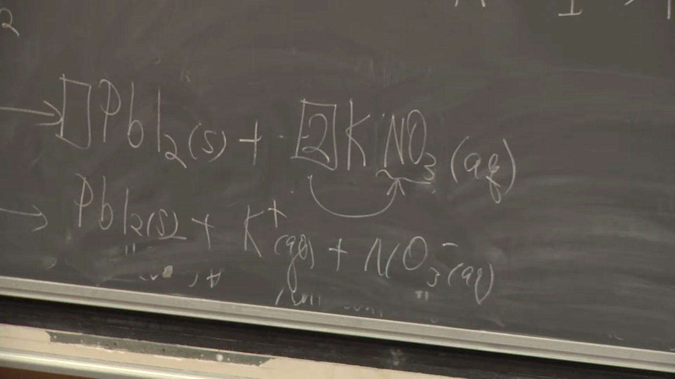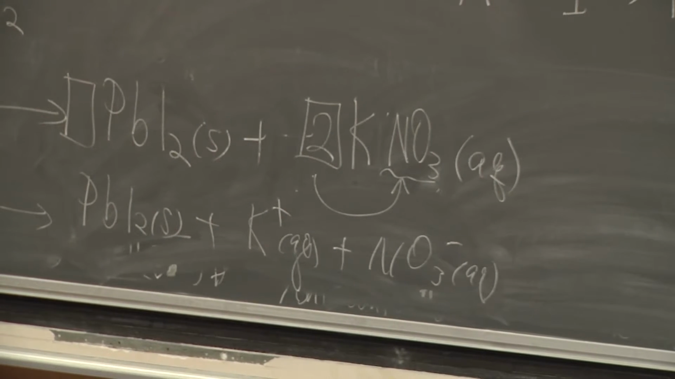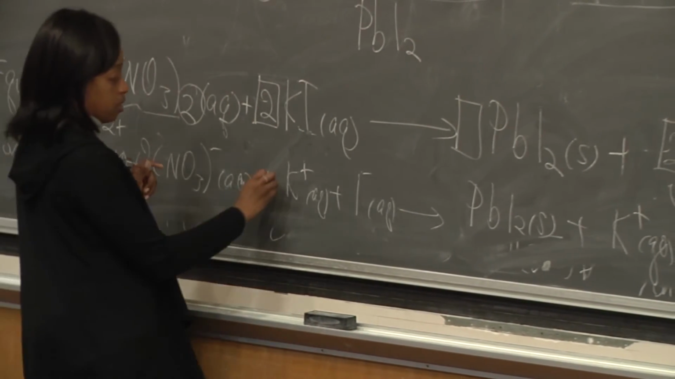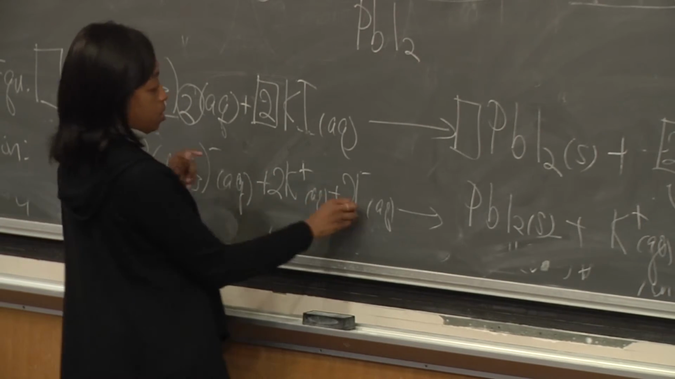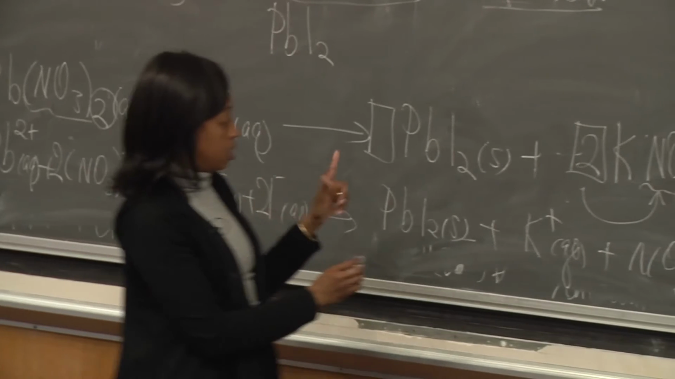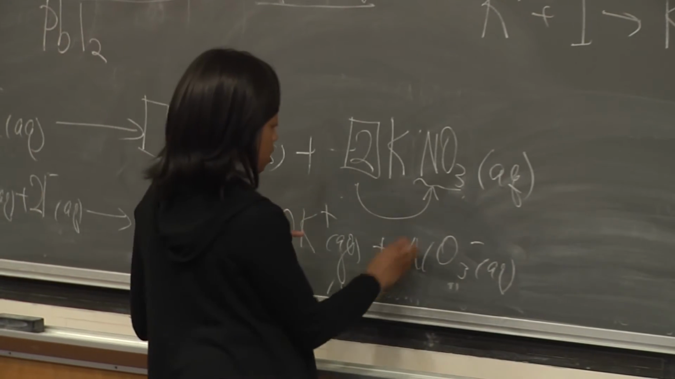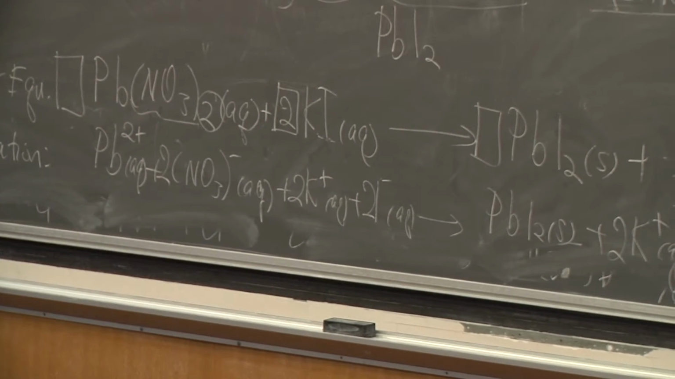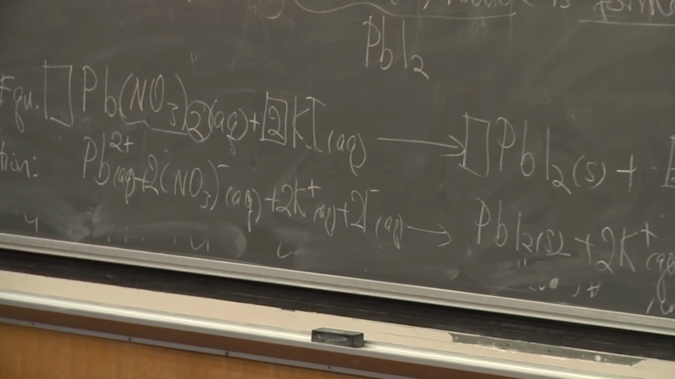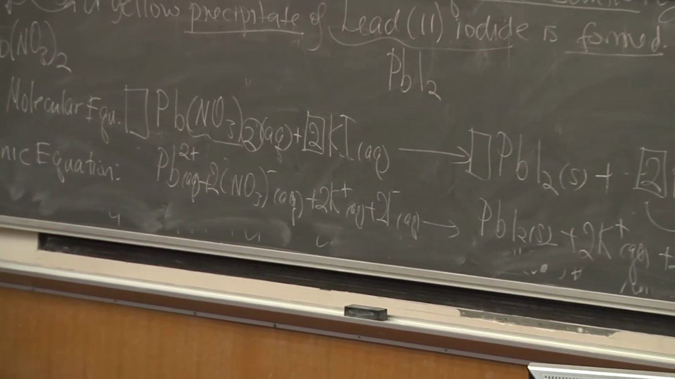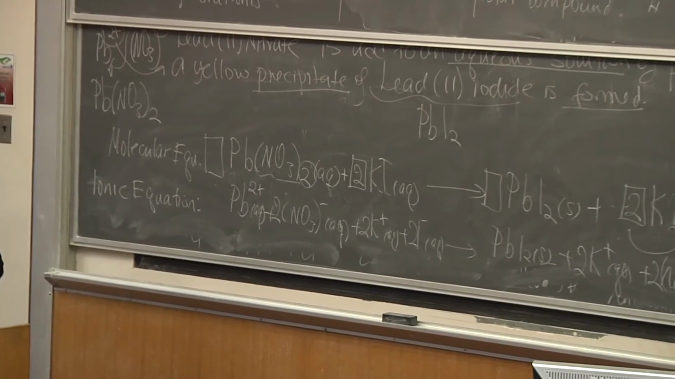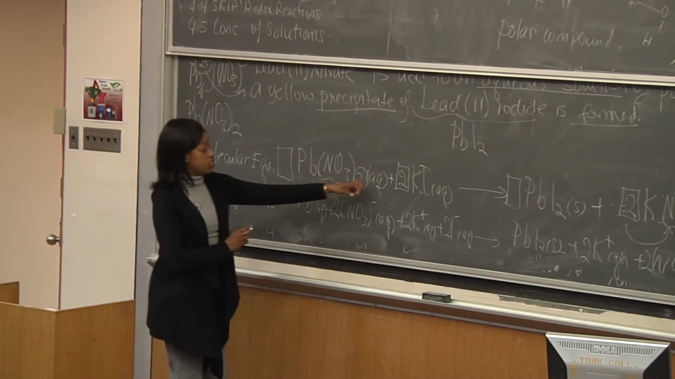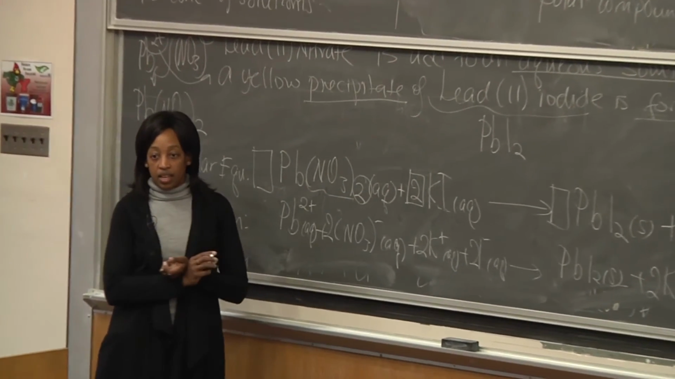Is it balanced? Yes? You can do 2 here, 2 here, 2 here, 2 there. Now, is it balanced? Yes? But isn't lead on its own a solid? Not when you're starting with aqueous lead.